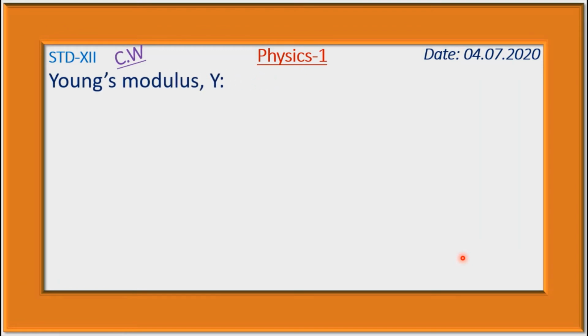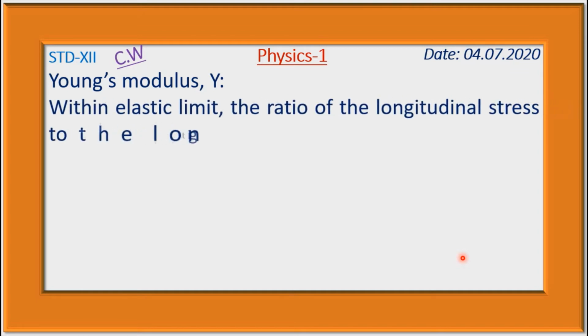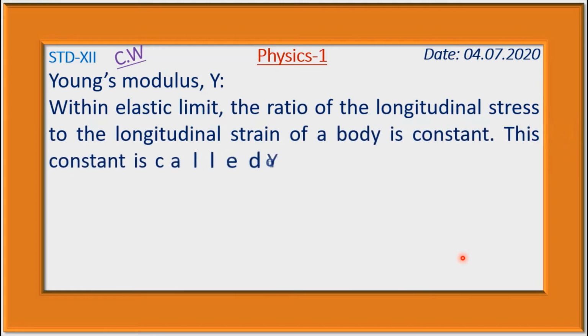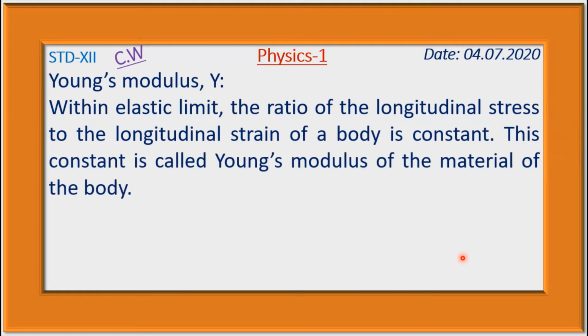Now, Young's modulus Y. We know there are three types of strain and there are three types of stress: longitudinal stress, longitudinal strain, volume stress, volume strain, and shearing stress, shearing strain. And for these three types of strain, we will get three types of constant. And first constant is Young's modulus or Y. Within elastic limit, the ratio of the longitudinal stress to the longitudinal strain of a body is constant. This constant is called Young's modulus of the material of the body.